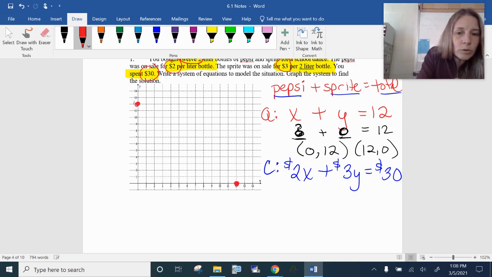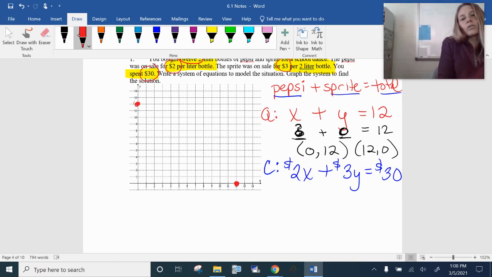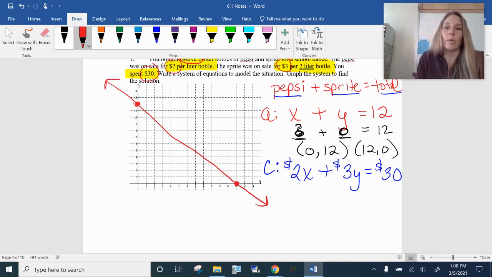Or sorry, this is 0, 12, and this is 12, 0. I'm sorry. And then you can just draw the straightest line you possibly can between those 2 points. And it's a little hard on my screen, so bear with me.